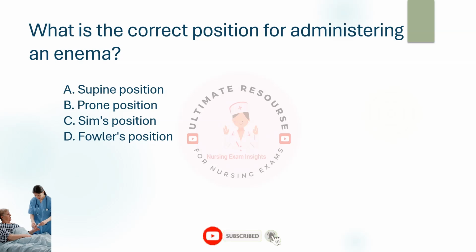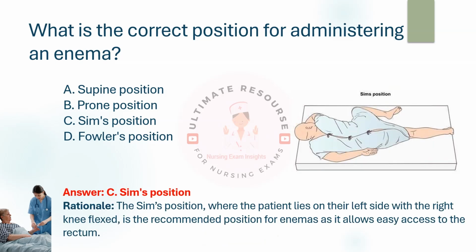What is the correct position for administering an enema? Options are A. Supine position, B. Prone position, C. Sims position, D. Fowler's position. Answer is C. Sims position. The Sims position, where the patient lies on their left side with the right knee flexed, is the recommended position for enemas as it allows easy access to the rectum.